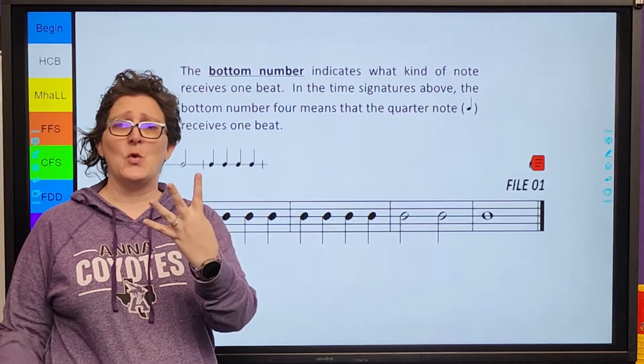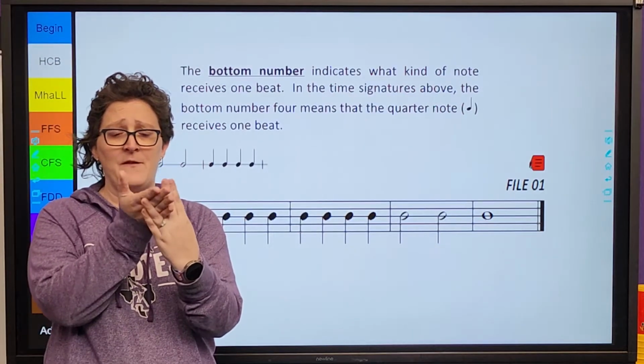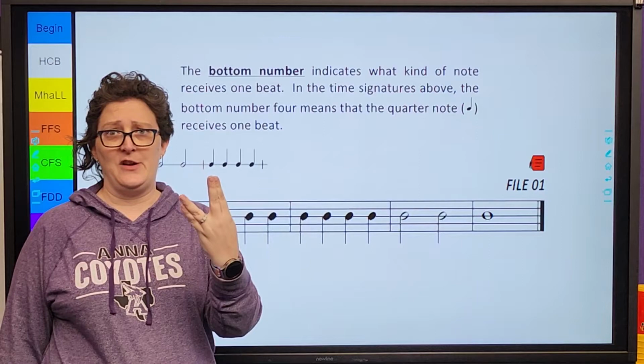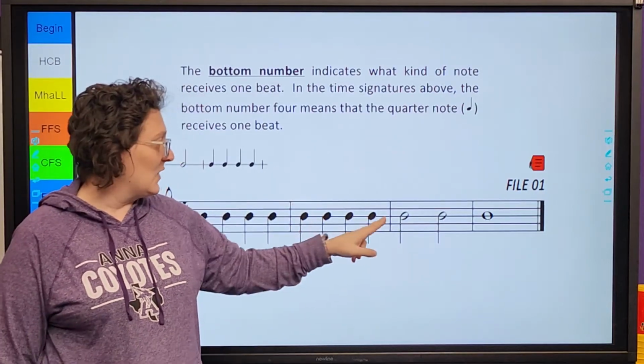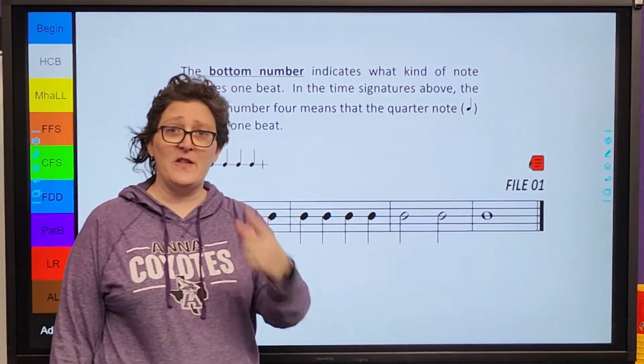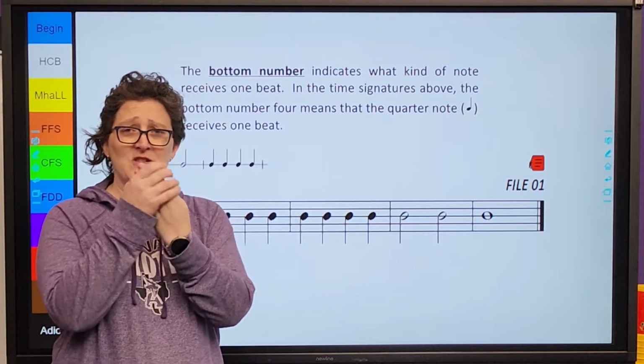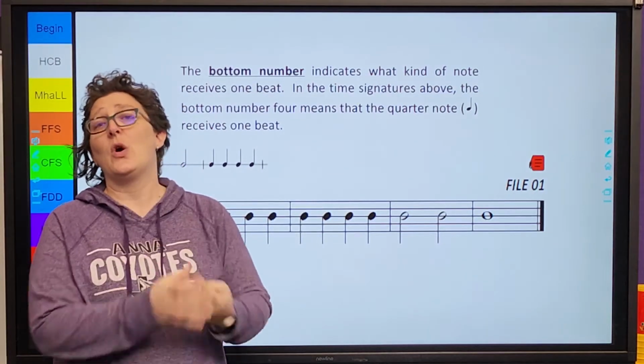So if I take my 4 beats and divide them in half, I have a half note and a half note. That's literally what they're called. So I have 2 half notes, and then I only have 1 note in the last measure, so it gets all 4 beats. It's called a whole note.